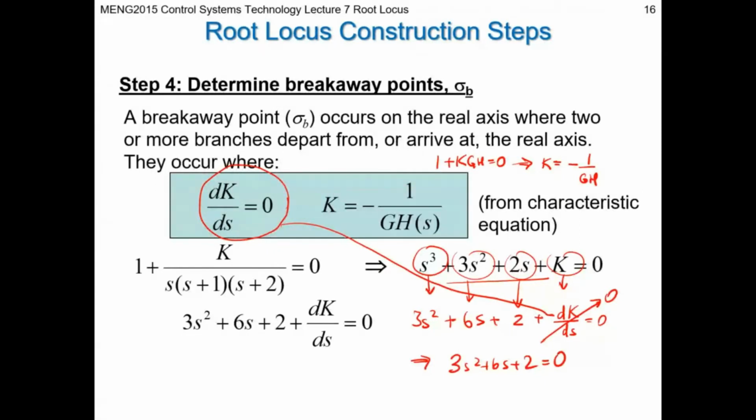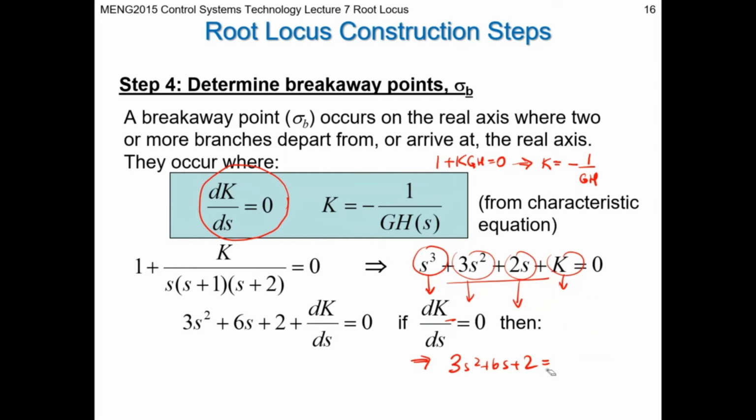It should be a real value. That'll be the value at which that breakout point takes place. So let me remove some of this annotation so you can see the slide. All right, so I got this 3. We differentiated our characteristic equation to get this 3s squared plus 6s plus 2 plus dk by ds, and then we set dk by ds equals 0.